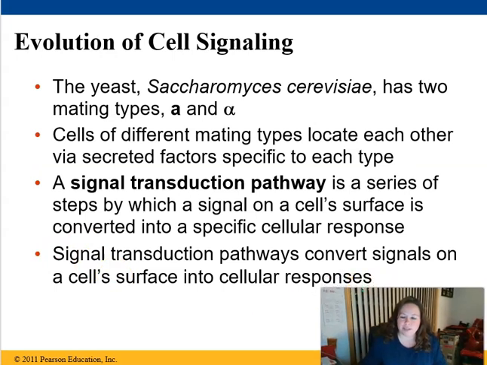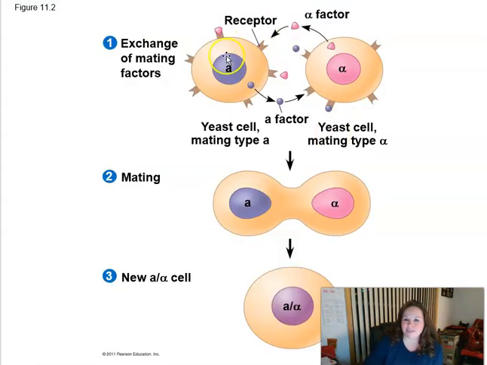So one of the first studies that we'll take a look at here is yeast. Saccharomyces cerevisiae have two mating types. They have A and alpha mating types. And how about I get a picture here? There they are. Here's the A type, and here's the alpha type. And so the A type needs to get together with the alpha type in order to mate. Sounds pretty reasonable, doesn't it?